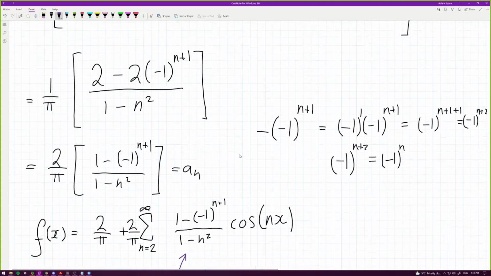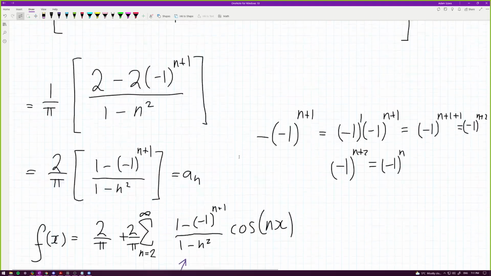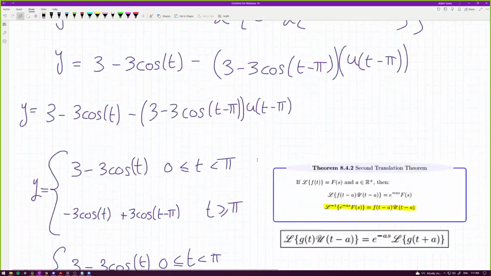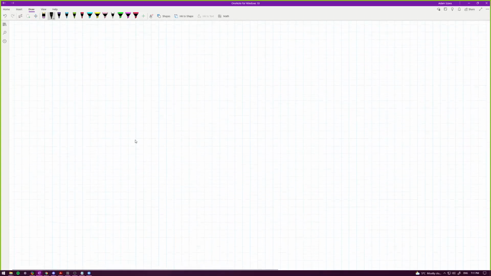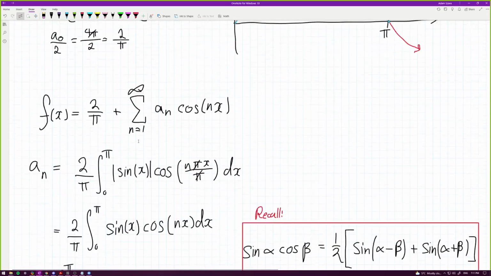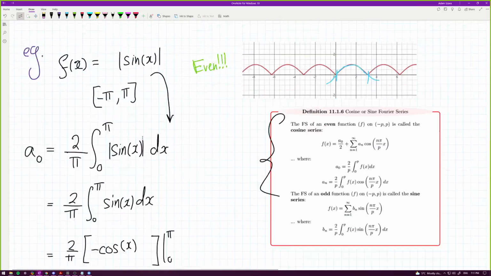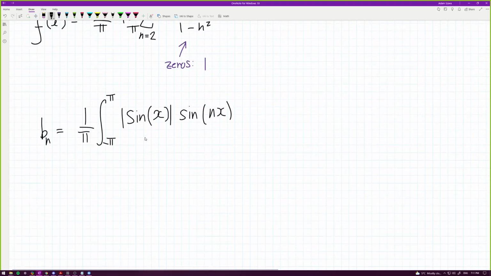So anytime you have an even function, if I tried to calculate bn, it would be 0. So let me show you why. bn is going to be, if I just do it by the normal Fourier series, 1 over pi integral from negative pi to pi of f of x, the absolute value of x, times sine nx dx, because n pi x over p, and p is pi, so that cancels.